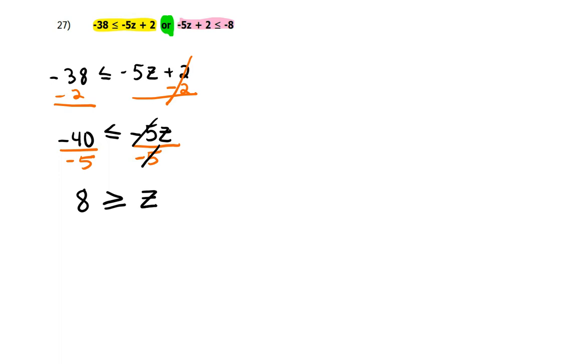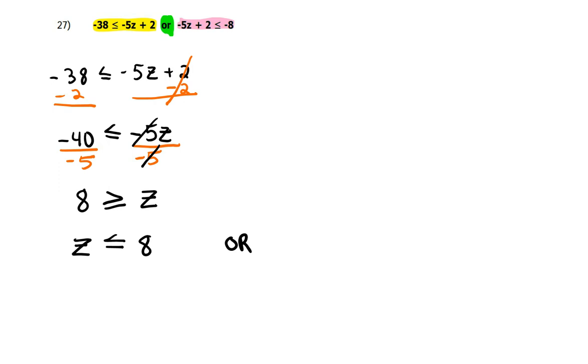Now, inequalities are easier to understand when you go to graph them or put them in an interval, or anything, when the variable's on the left. So when they say 8 is greater than or equal to z, that is the same thing as saying z is less than or equal to the 8, which makes more sense to me. Okay, and then we've got a big or here.